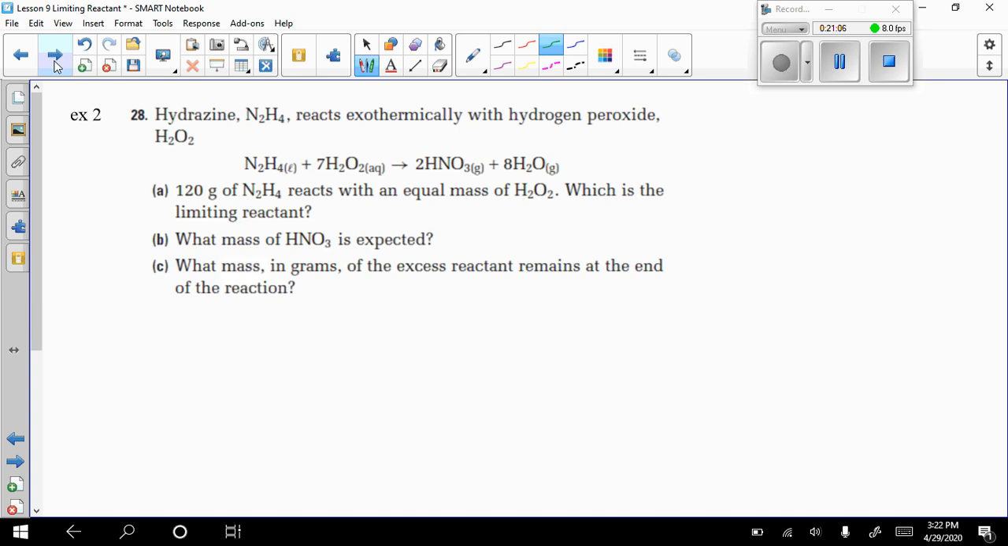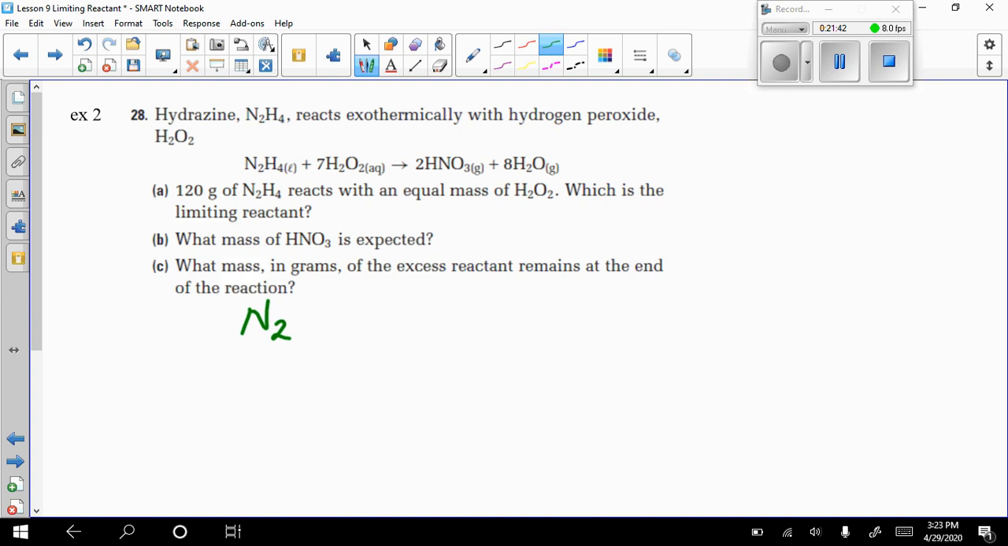Okay. Here's another one. This is a very complicated problem, and so I thought this would be a good one to finish off. It covers a lot of things. So here we go. It says hydrazine reacts exothermically, which means it gives off heat, with hydrogen peroxide. Now it says 120 grams of the hydrazine reacts with an equal mass of the hydrogen peroxide, which is the limiting reactant. So for part A, it's really what this lesson was about. It's to figure out which is limiting. Okay, so let's do that first.